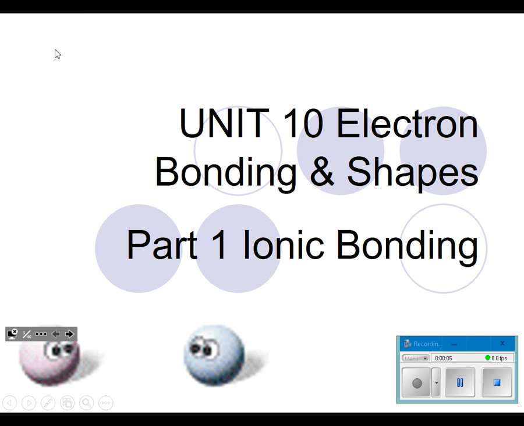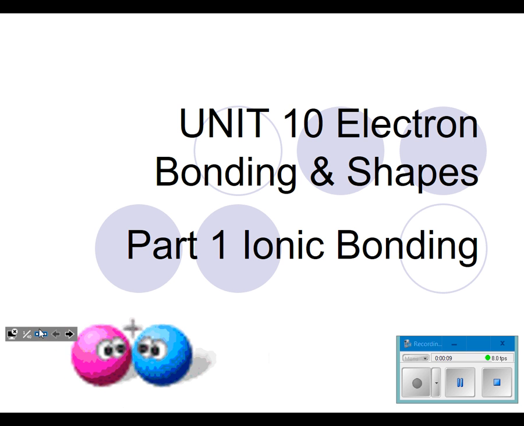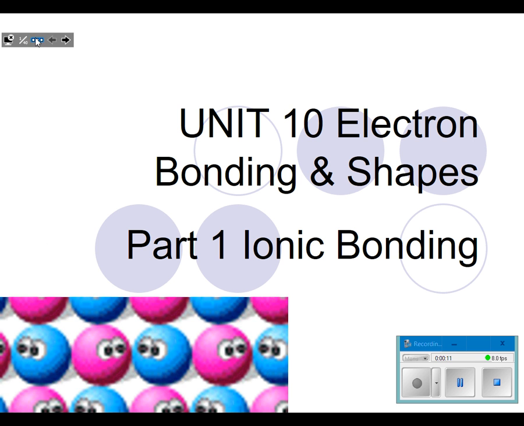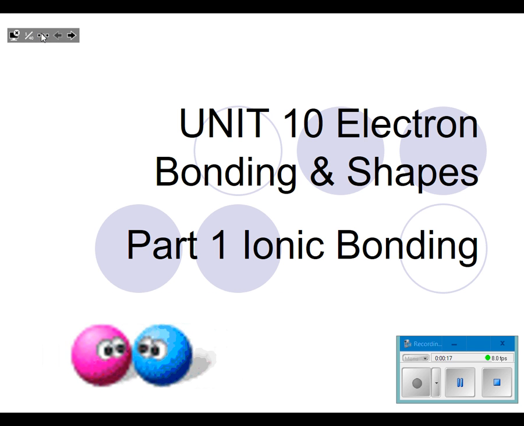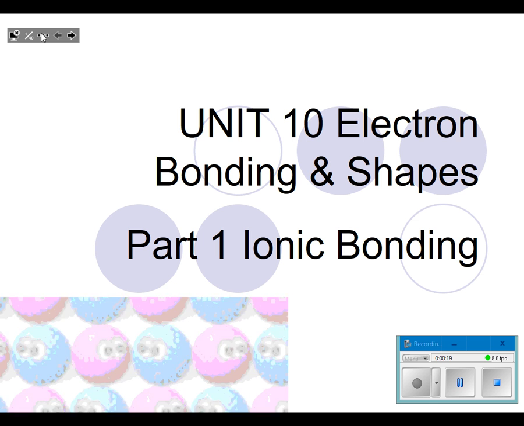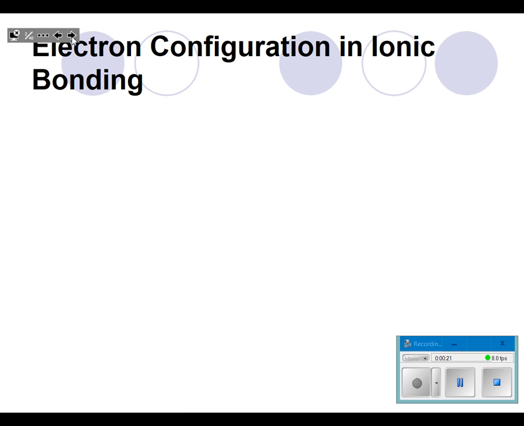Right, these are the Unit 10 electron bonding and shape notes, and this is part 1, which will be about ionic bonding. You might remember that we talked about ionic bonding back in Unit 5 as well, but we have talked about ionic bonding before. Okay, electron configurations, that was in our last unit also.